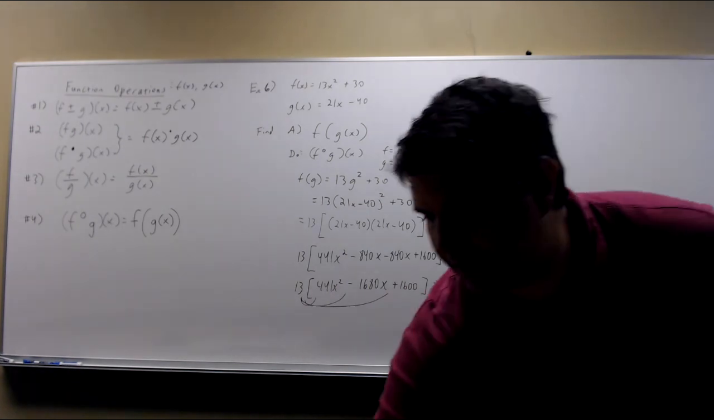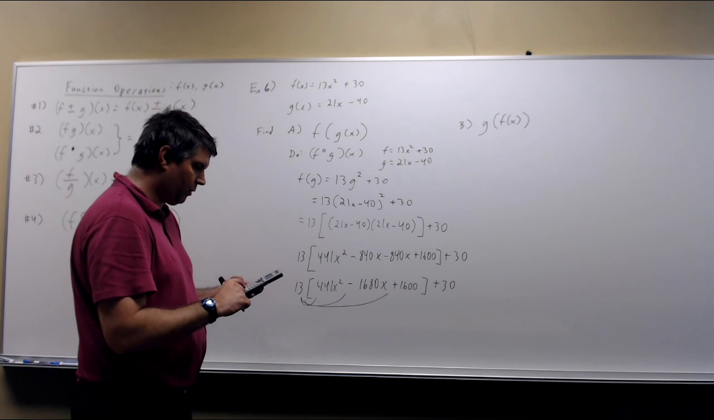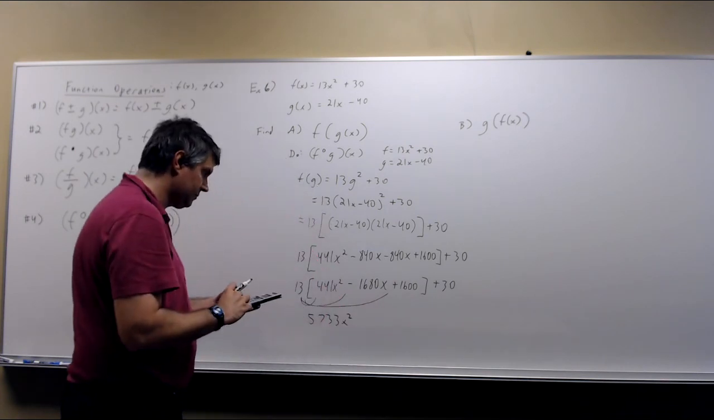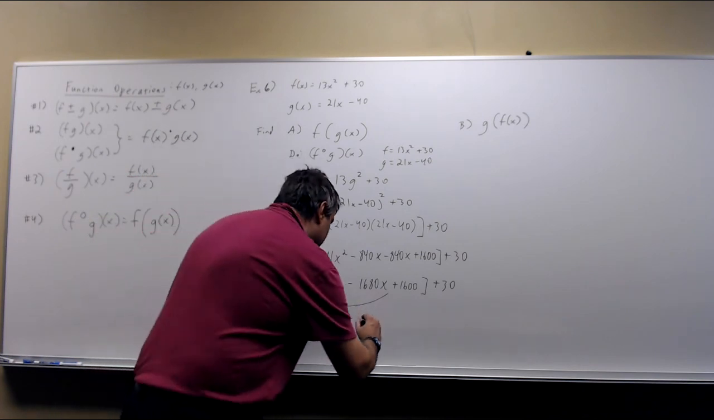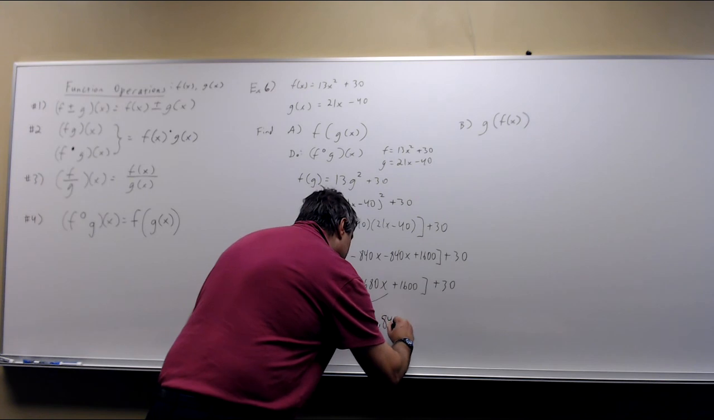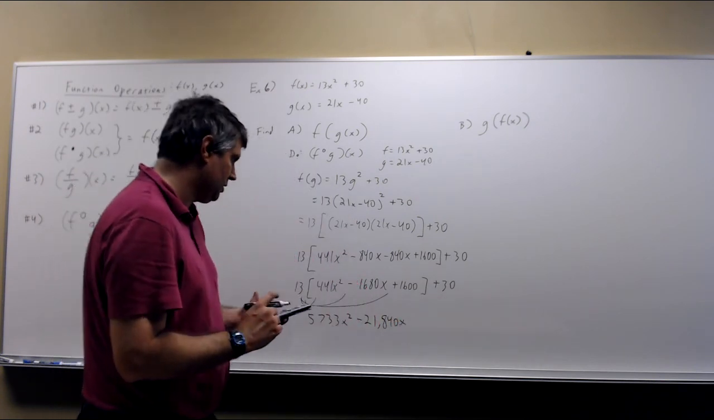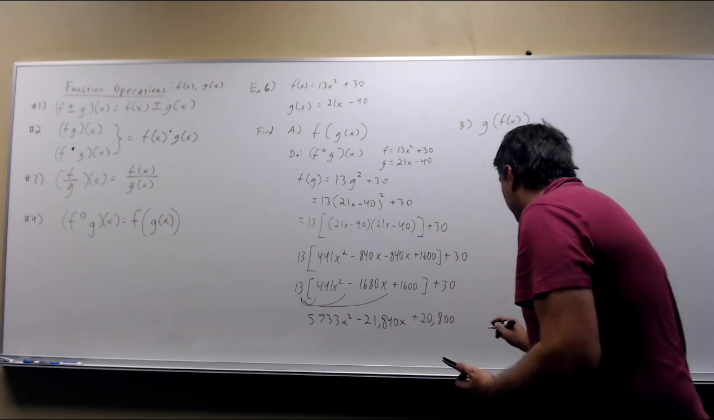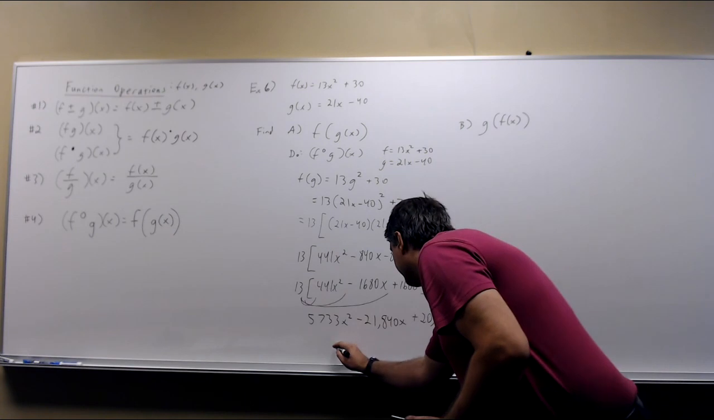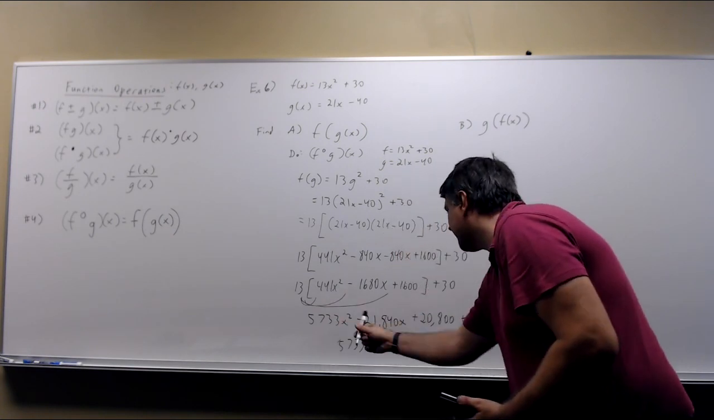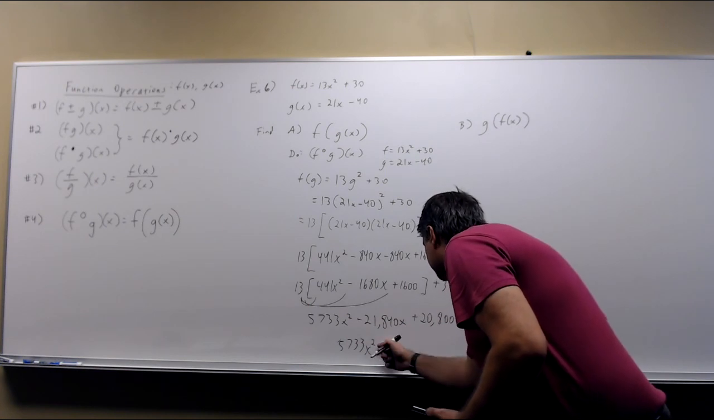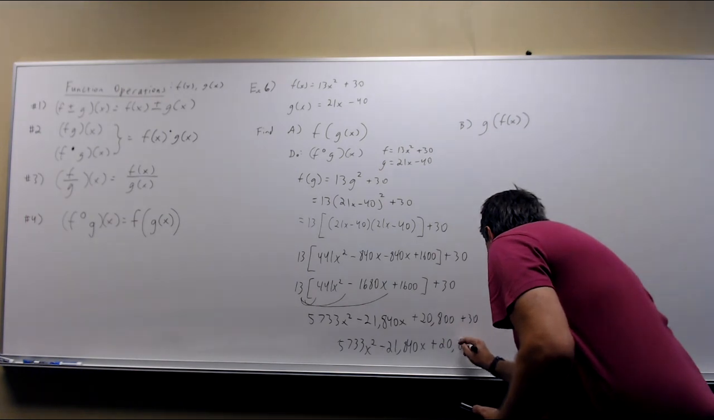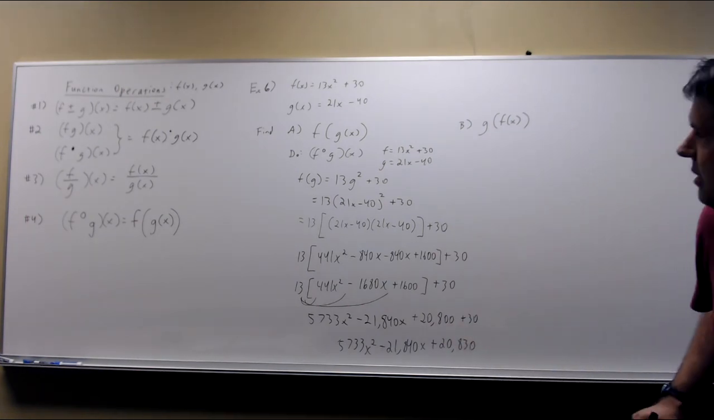Okay, and I will need a calculator for this. So 13 times 441 is 5,733 x squared minus 21,840x plus 20,800 plus 30, which ends up being 5,733 x squared minus 21,840x plus 20,830. All right, so that is f of g of x.